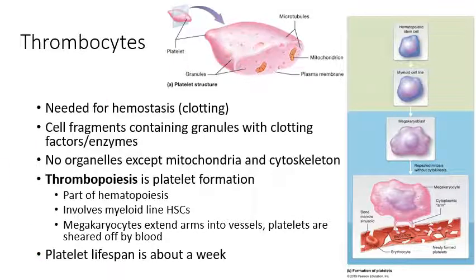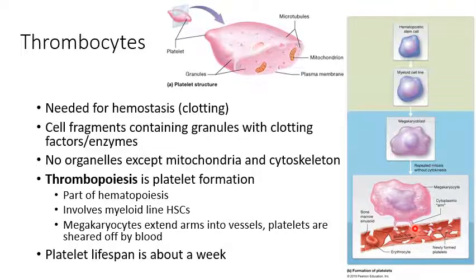So the process of making thrombocytes is called thrombopoiesis. That's the last part of hematopoiesis. It also involves the hematopoietic stem cells, and if they differentiate in this particular way, then they're going to end up as megakaryoblasts, and those megakaryoblasts will transform into megakaryocytes. These megakaryocytes, again, this is all occurring in the red bone marrow, and you're going to have these capillaries passing through the red bone marrow. The megakaryocytes are going to have these little processes or these little arms that they extend into the capillary.